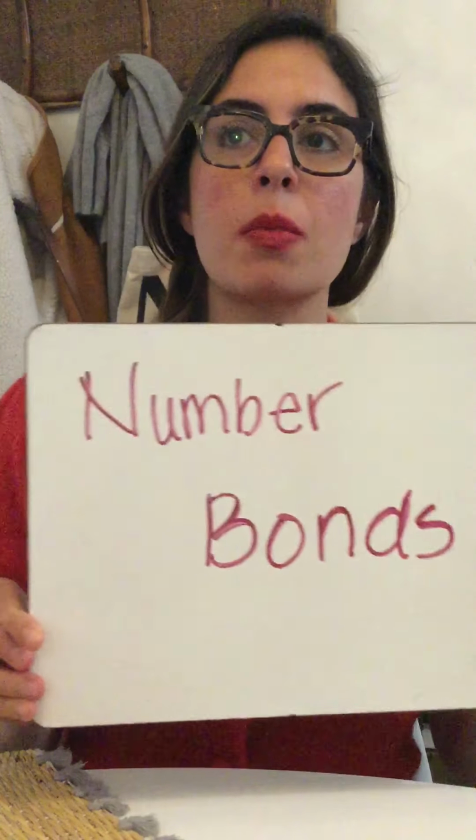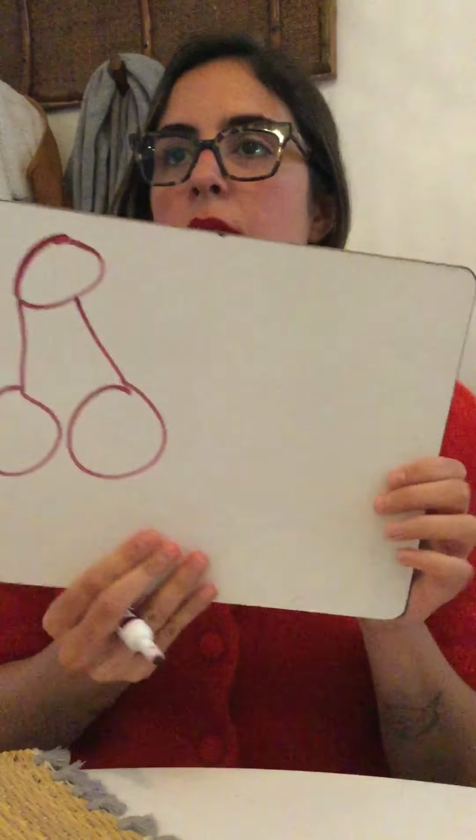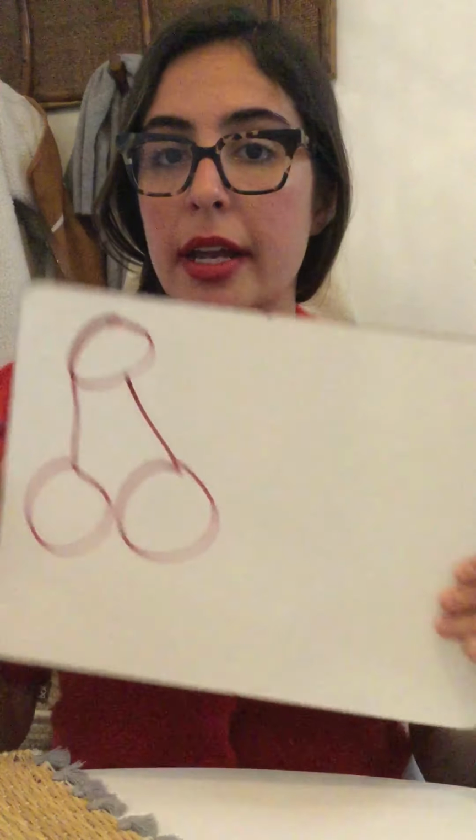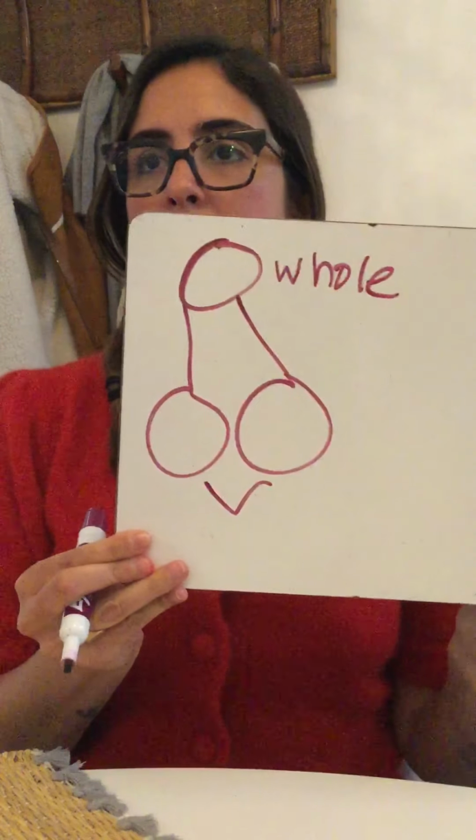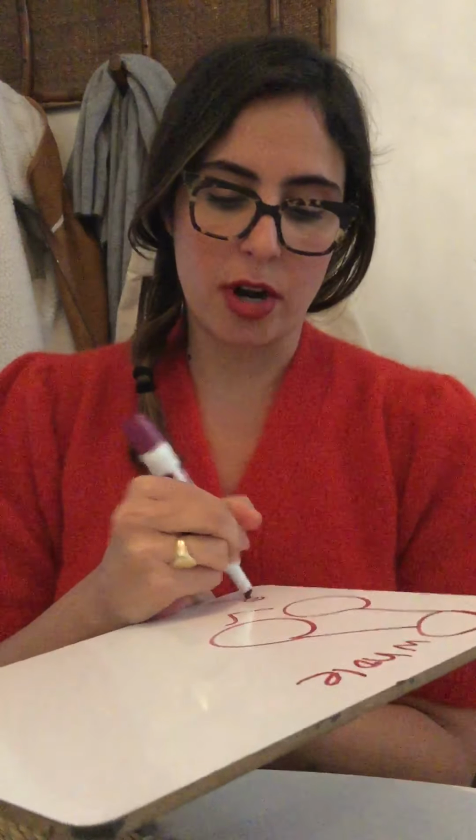Okay, hi guys. Today we're gonna have a math mini lesson on number bonds. All right. So, just a reminder. When we have our number bond, our top part right here is always where our whole number goes. And our two circles at the bottom here are for our parts.